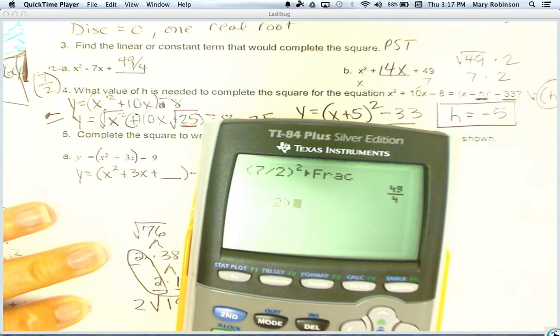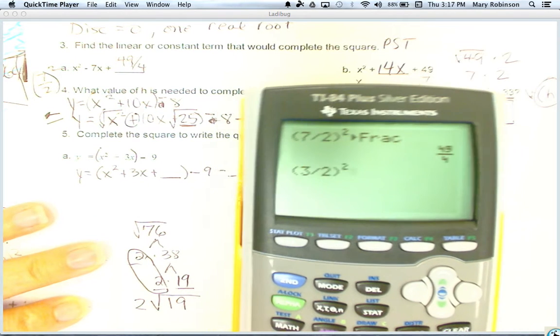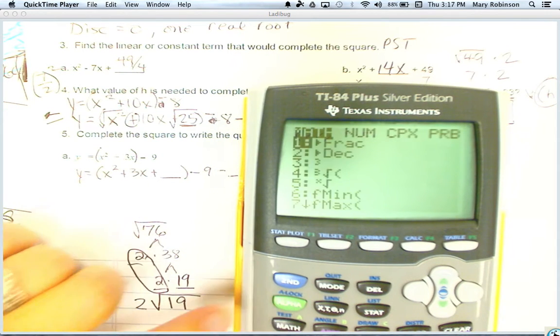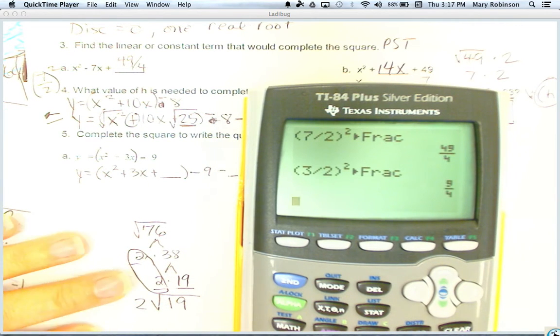So if you want to do it in your calculator, that's fine. It would look like that. 3 divided by 2 squared. Math, enter, enter. 9/4.